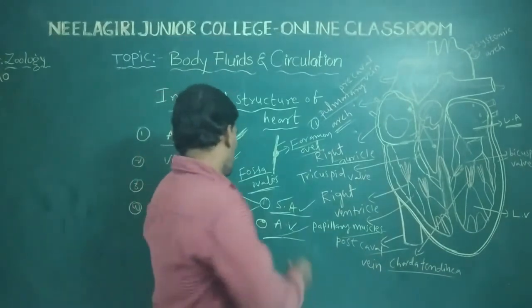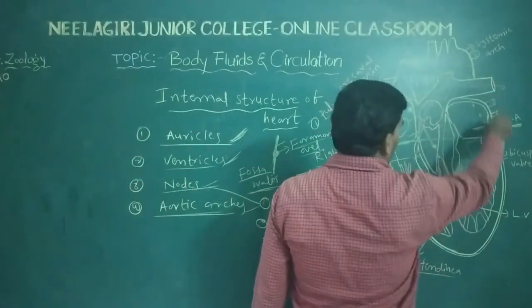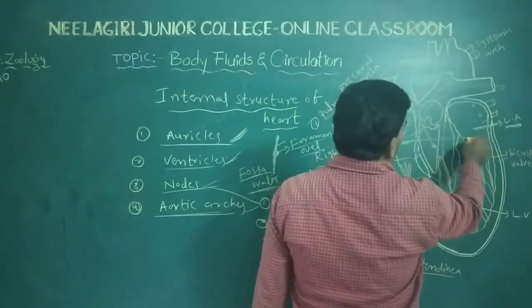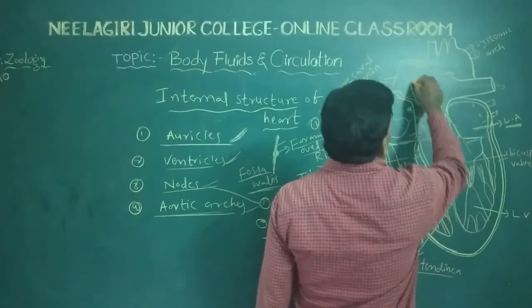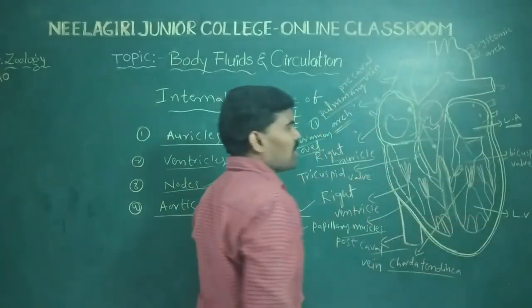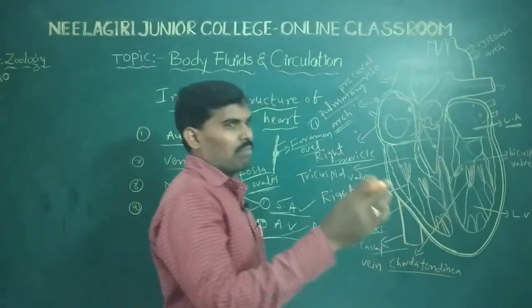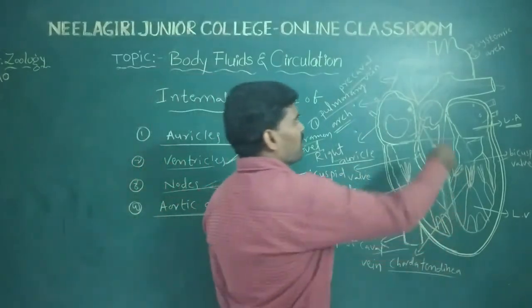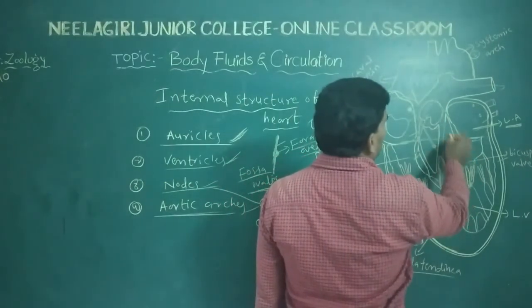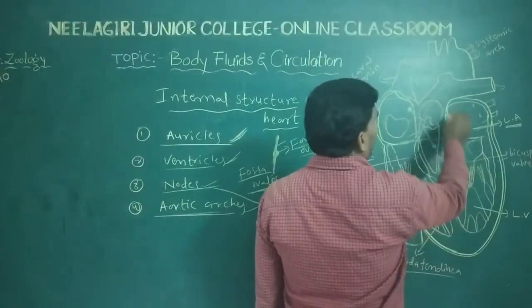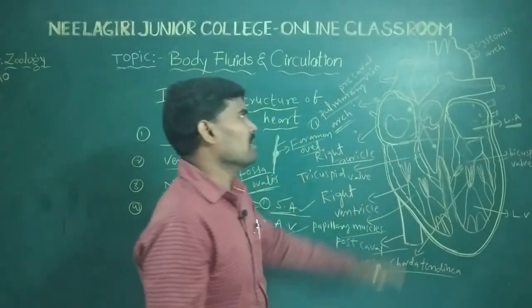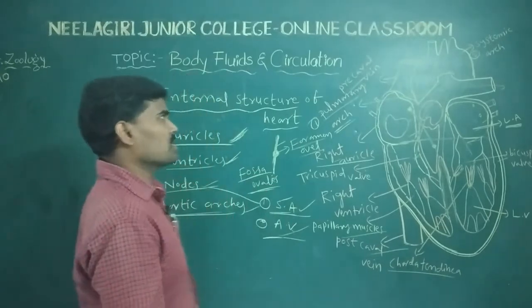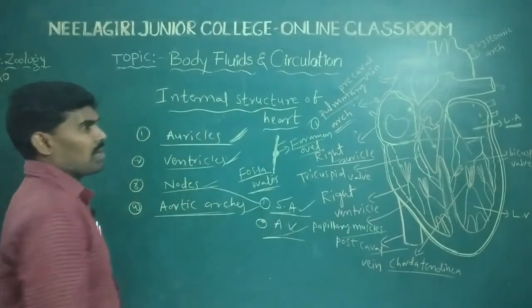In the same way, next, the systemic arch. The systemic arch arises from the anterior part of the left ventricle. It divides into two or three branches, and so many branches divide and supply the different body parts. So the systemic arch carries the oxygenated blood and supplies it to the different body parts, through the systemic arch and pulmonary arch.